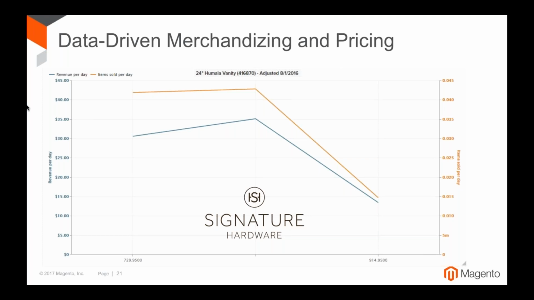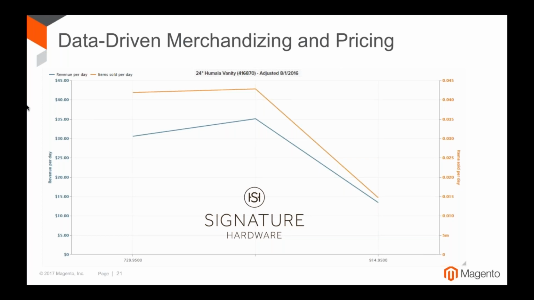And what they found was that their demand actually did not change when they raised the price of this product from $729 to around $800. It stayed the same, and that's the orange line there, and then the blue line is their revenue from these sales, which grew. However, they then decided to raise the price again to $914.95, and they saw the demand per day plummet. And obviously the revenue per day plummeted proportionally with it.